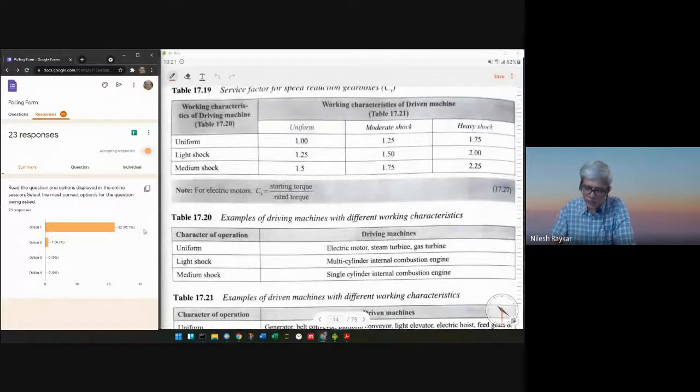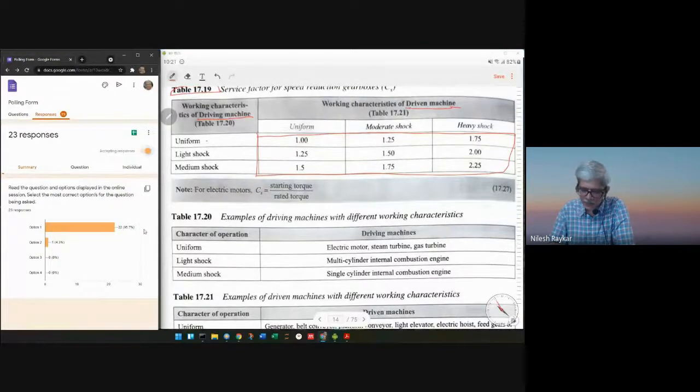Those service factors are given in these two tables. Table 17.9 gives you the service factors. So you have to take the service factor from this particular table. Now this table has two dimensions: the characteristic of the driving machine and the characteristic of the driven machine. So driving side and driven side. The driving side can be uniform, or it could be light shock or medium shock. Similarly, the driven side could be a uniformly performing machine, a machine having moderate shocks, or a machine having heavy shocks.